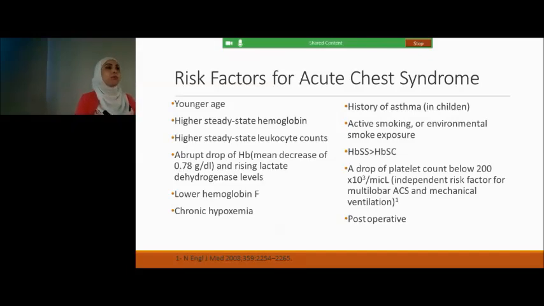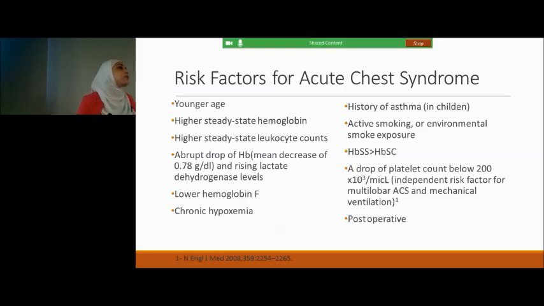And acute drop of hemoglobin, and published nicely in the New England Journal of Medicine, if you have an average of 0.78 drop of hemoglobin in a hemolysis crisis, that puts you at more risk. If it was that cutoff or even higher, it puts you at risk of developing the acute chest syndrome. And of course, that correlates with an increased level of LDH, right, with the hemolysis. As you also can predict, lower hemoglobin F levels can put you at risk.